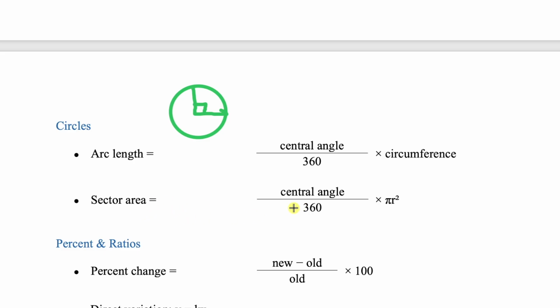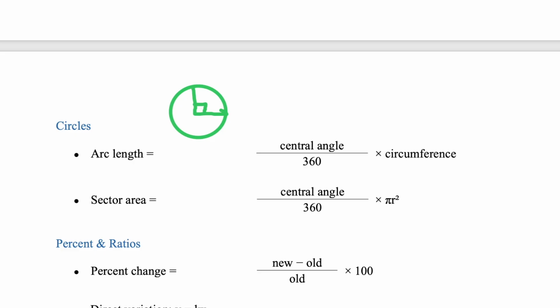Same thing with sector area. Once again, it's 90 degrees still in this example, so you do 90 over 360 and then times pi r squared, which is the area of a circle. And when you do this, this would give you the sector area, the area of this small portion right here, because you're multiplying the fraction by the total.